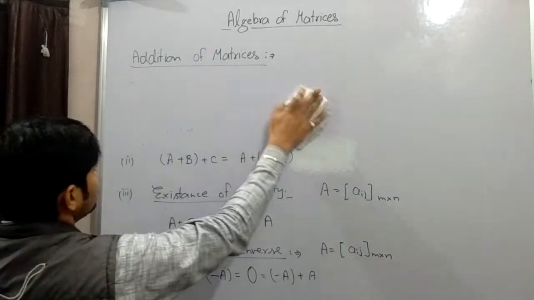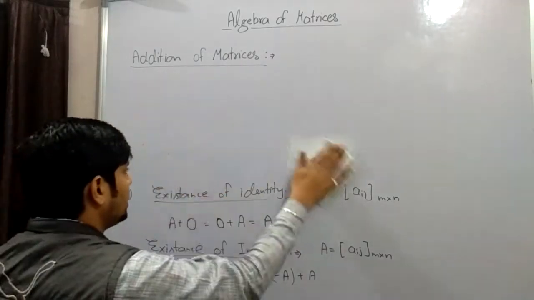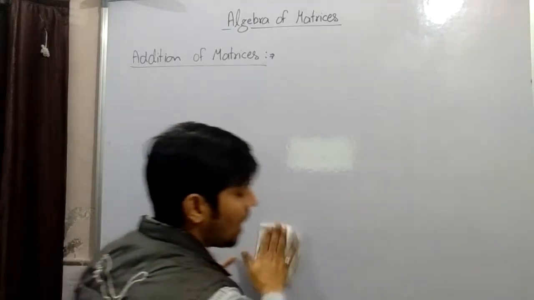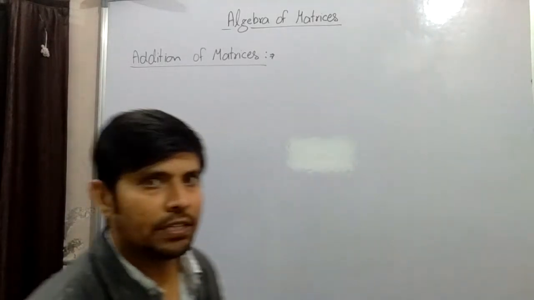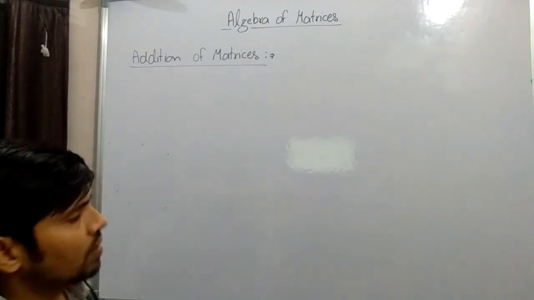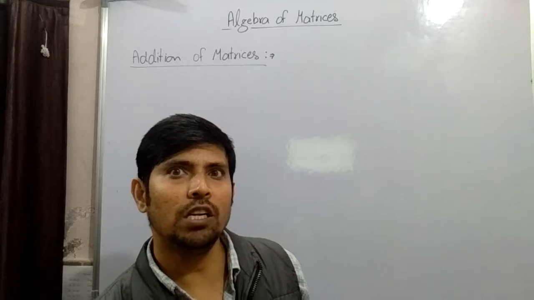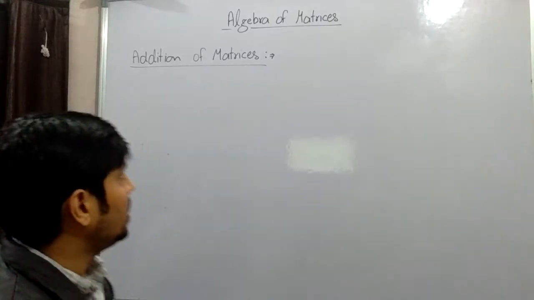Now we will discuss some examples regarding this, as we have discussed how we can add or subtract two or more matrices. Now we will start with the next topic, that is multiplication of a matrix by a scalar.